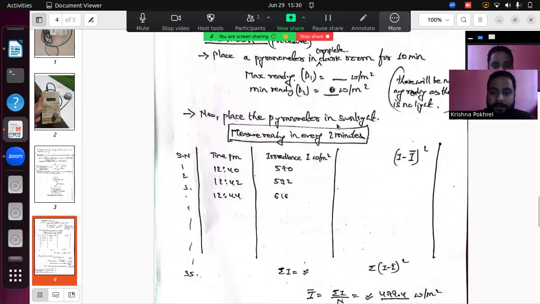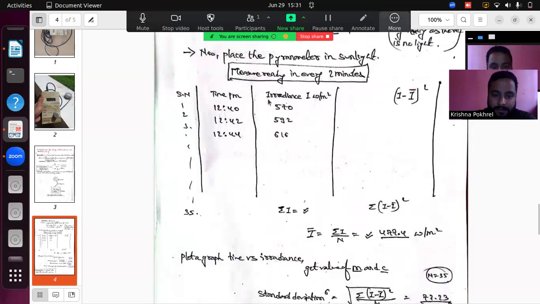Measure the reading every 2 minutes. Suppose we start the experiment from 12:40, then we set up a stopwatch. We'll take the data at 12:40.